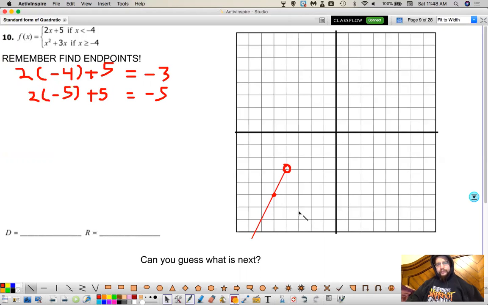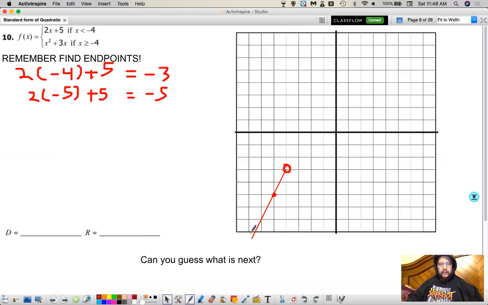Like that. Again, make sure that's open. Make sure it's noticeably open. Arrows, not too worried about, but might as well put them on there. Now the other piece, I guess I'm going to do it in blue.